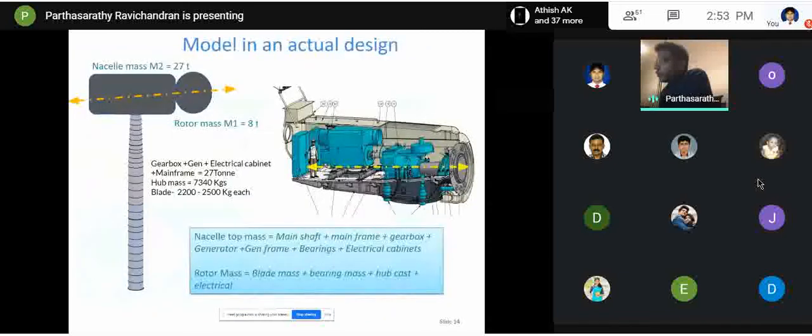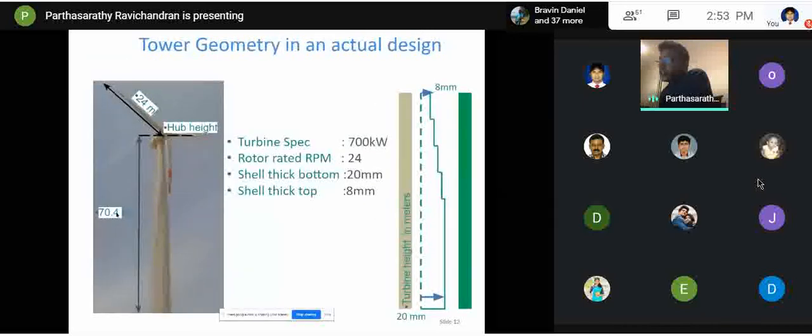So this was the whole mass that was considered on the tower, which was standing at a height of about 70 meters.